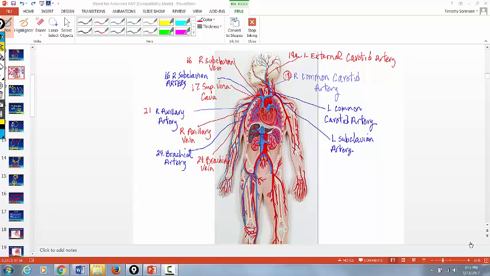Okay, guys, as I promised, I told you I'd try to give you a little diagram of the artery and vein guy. I know it's kind of hard to follow, but let's try this, all right?